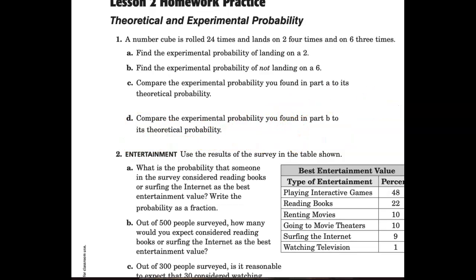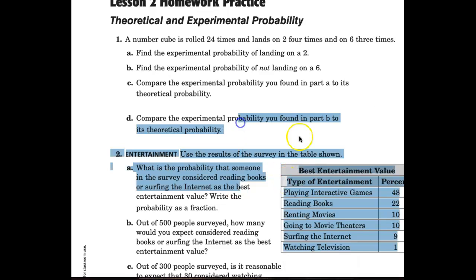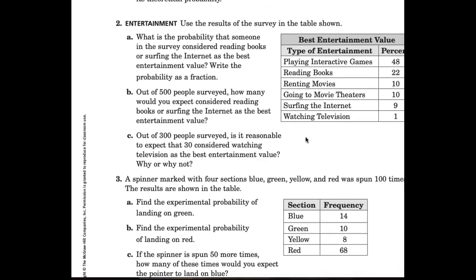Okay. So then on number 2, we have, what is the probability that someone in the survey considered reading books or surfing the internet as the best entertainment value? Okay, so we had 2 things this time. We needed reading books and what? Surfing the internet. So we would take 22 plus 9, and that would give me what?